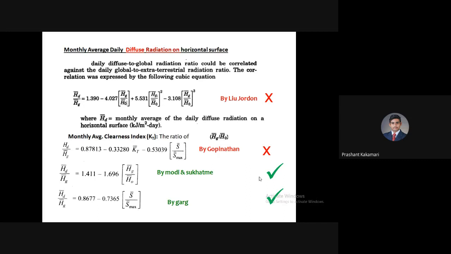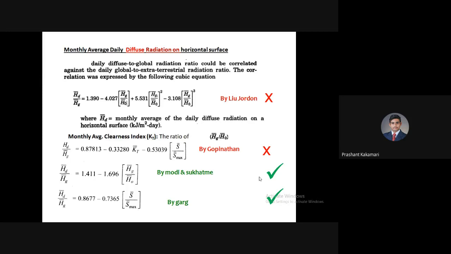Means the global radiation is completely reduced before reaching the Earth's surface, whereas in the same climate, the extraterrestrial radiation may be very high. In such cases, it may have very low values from 1 to 0. So like this, they have given one ratio, the clearness index, KT value, which is the ratio of global and extraterrestrial radiations on an hourly basis or on a daily basis.